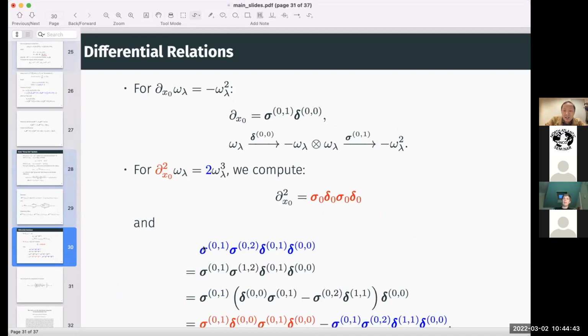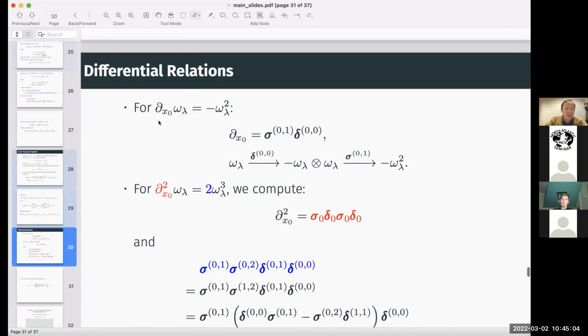Another interesting thing is that since the transformations cover all the partial derivatives and some divided differences, I can somehow recover some differential relations among this family omega alpha. The simplest case is that we know that when you differentiate omega lambda, you get omega lambda square, with a minus sign. We can recover this equation by using these transformations.